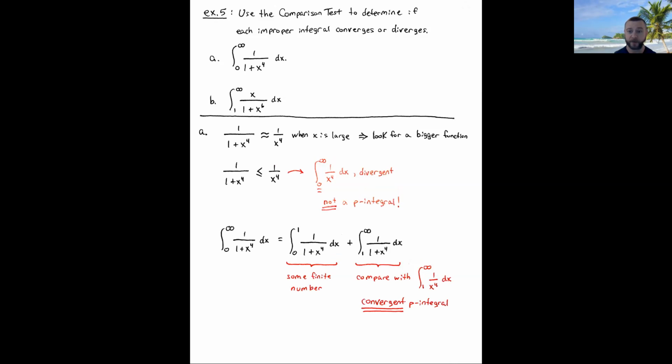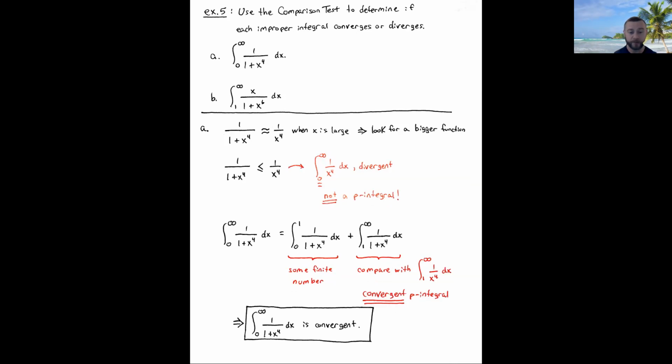All right, so for those two integrals, the second integral is convergent. That means that improper integral is finite. The first integral there from 0 to 1 is also a finite number. If you add two finite numbers together, you get another finite number. And what we can conclude from that is that the original one from 0 to infinity is convergent.